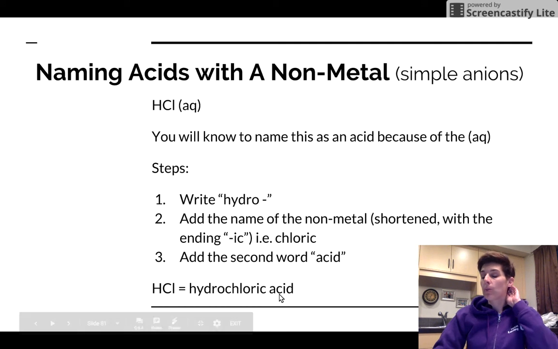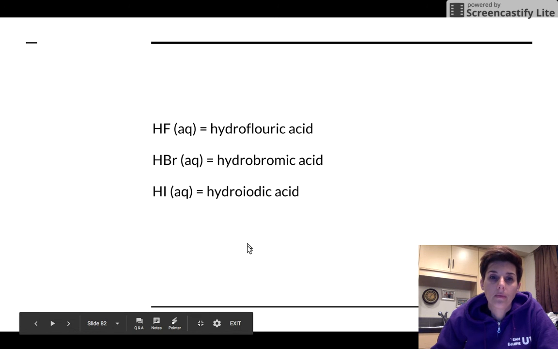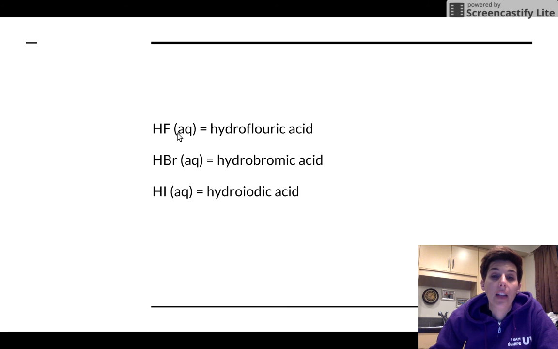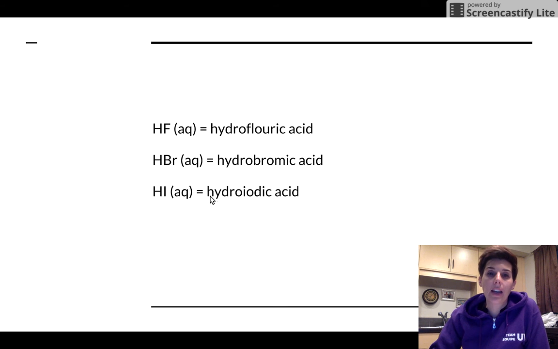So just like the base where we wrote hydroxide, we're going to write the word acid here. So here we have hydro, and instead of chlorine, we have chloric and the word acid. So for example, HF, aqueous solution, we know we're talking about an acid. We have hydro, and instead of fluorine, we have fluoric acid. Same with HBr, hydro, instead of bromine, we have bromic acid. And HI, because it's aqueous, I know it's an acid, I have hydroiodic acid instead of iodine.